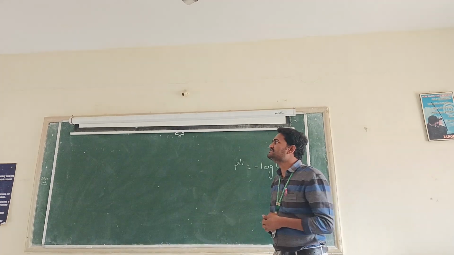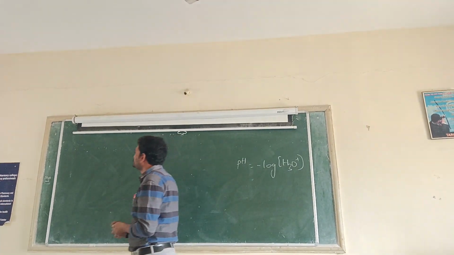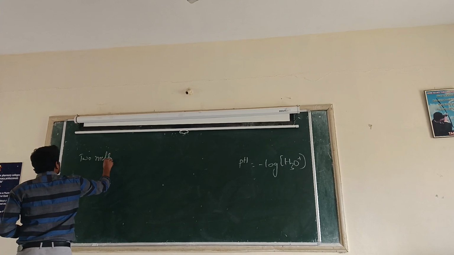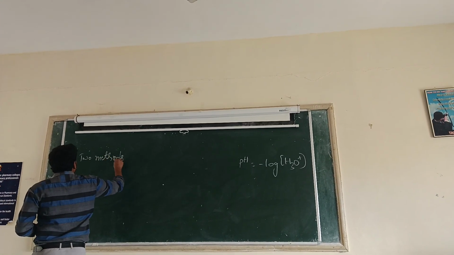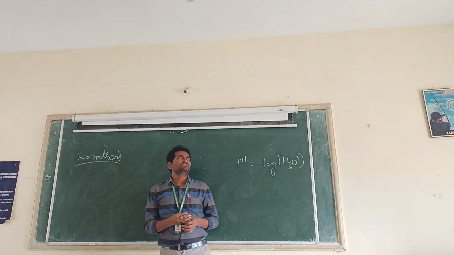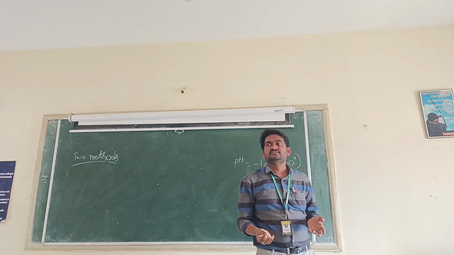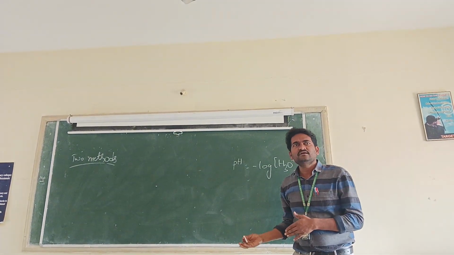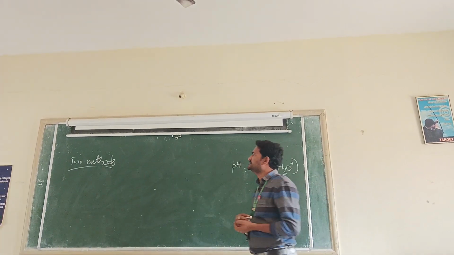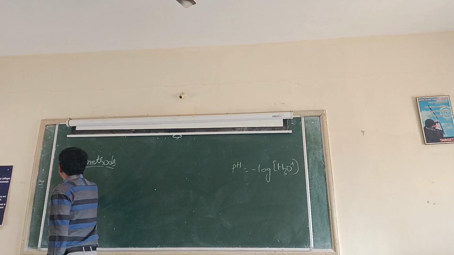For determining this pH we have two different methods. The first one is the calorimetric method and the second one is the electrometric method. So first, coming to the calorimetric method.